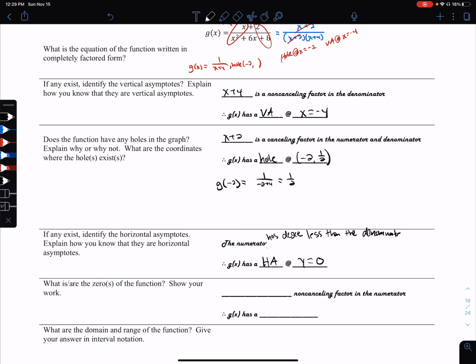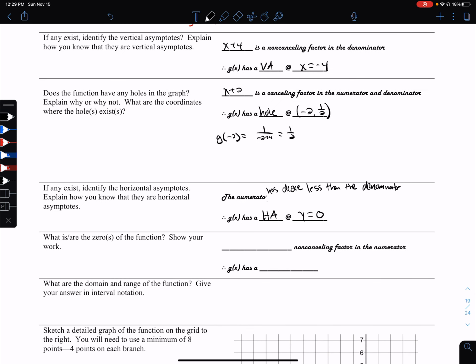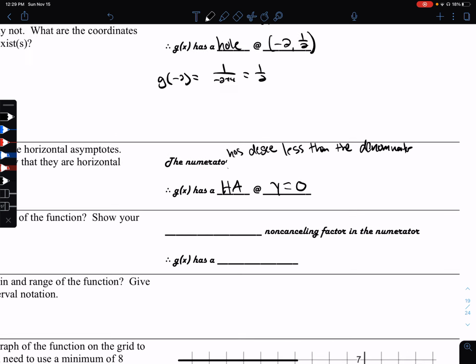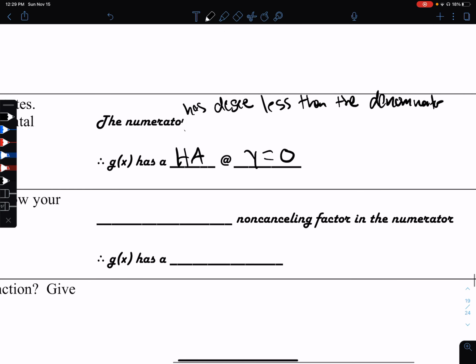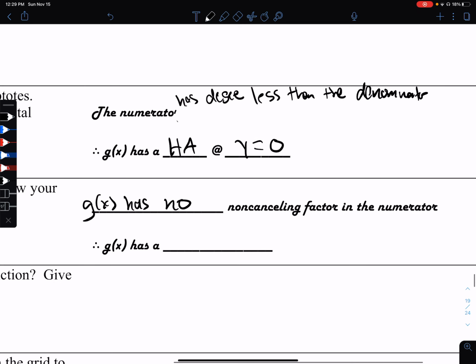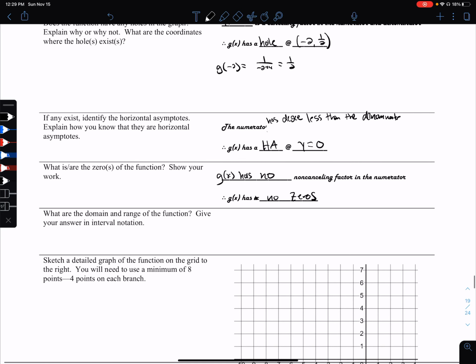What are the zeros of the function? So there are no non-canceling factors in the numerator. G of x has no non-canceling factors in the numerator, therefore g of x has no zeros. I should have spent a little bit more time when I typed that out. What's the domain and range of the function? I gave you an answer in interval notation.